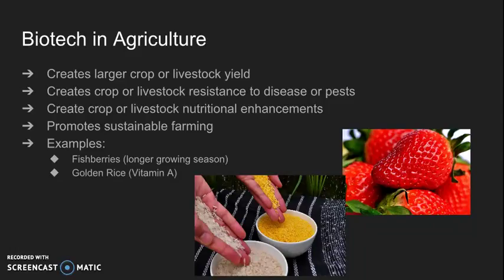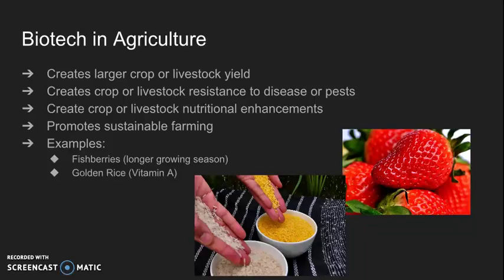I have two examples. The first one is really a nickname, and that nickname would be fishberries, which refer to special strawberries that have been genetically modified to be able to grow in a longer growing season. So they can grow in slightly cooler temperatures. And that's because they contain genes from fish that have cold tolerance. And so that allows the strawberry to also be cold tolerant.